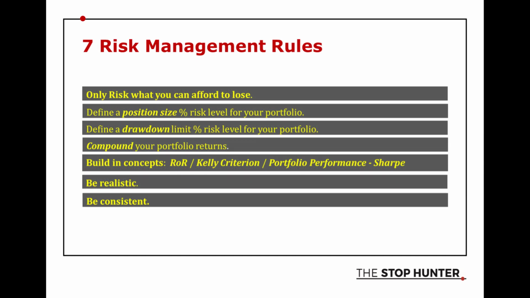So let's summarize those 7 risk management rules you've got to put into your trading. First one, only risk what you can afford to lose. Define a position size percentage level for your portfolio. Get that drawdown limit in there. Compound your portfolio returns. Build in concepts like risk of ruin, Kelly criterion, Sharpe ratio, portfolio diversification, and then 2 more esoteric type rules. Be realistic, as we talked about, and really it's the consistency of applying these rules that is also critical.